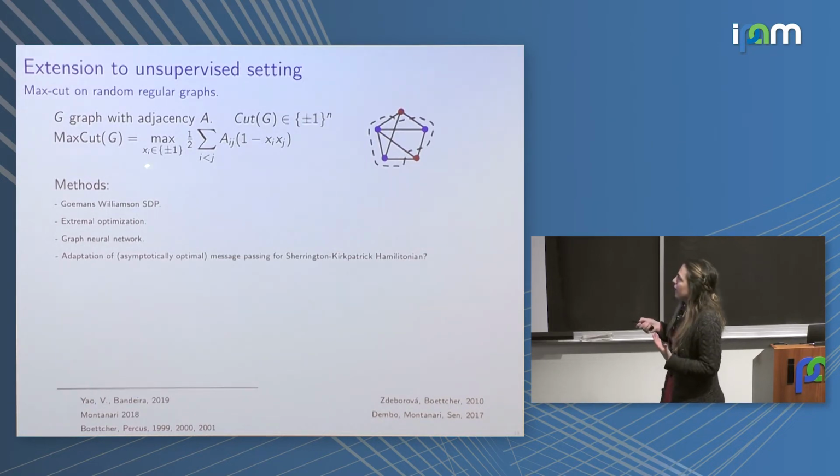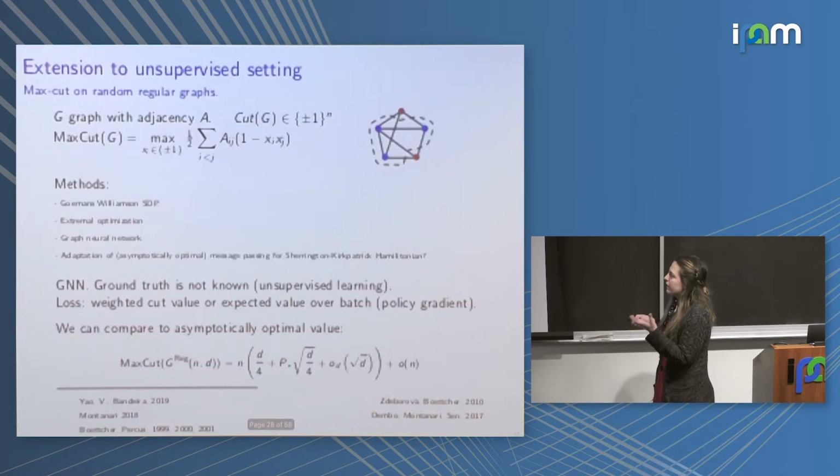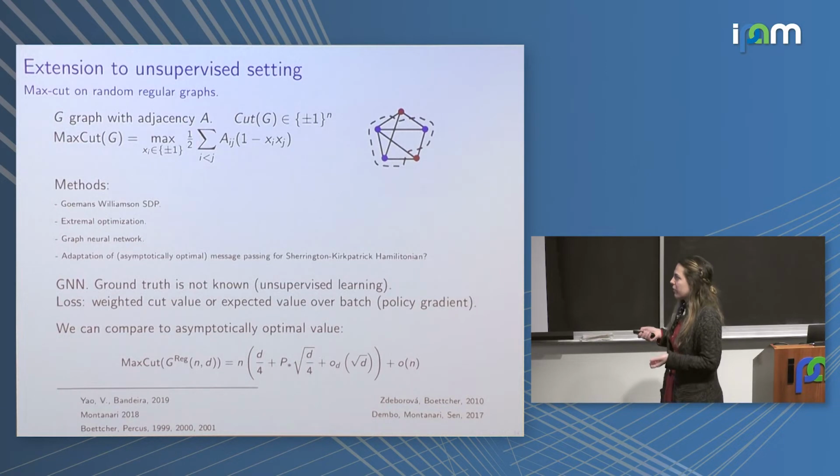And so we train this graph neural network in an unsupervised way. The loss function is going to be the cut value of the weighted cut, because you need this to be differentiable. So you cannot just take the cut, but you need to take the weighted cut. Or you can look at the expected value over a batch, like in a policy gradient setting. And you can compare the value that you obtain with the asymptotically optimal value, because there exists an explicit formulation for the asymptotically optimal value by Montanari and Dembo and Sen.